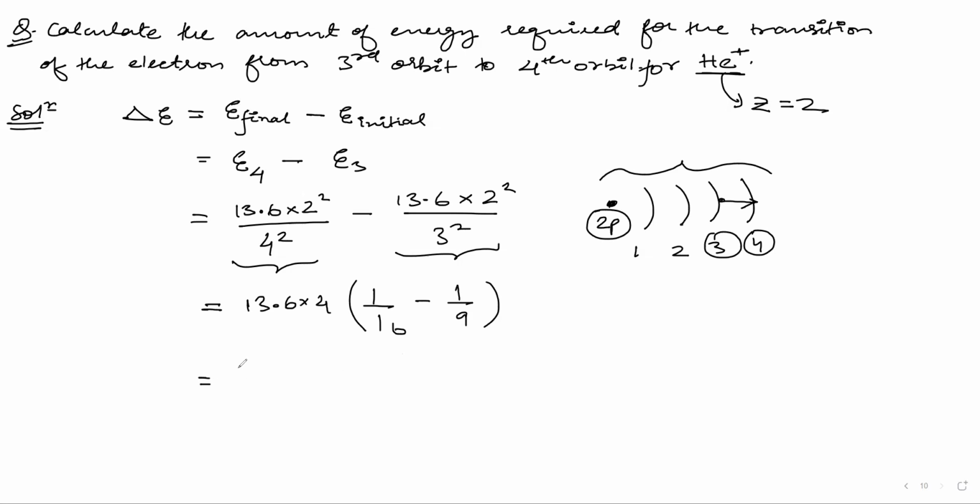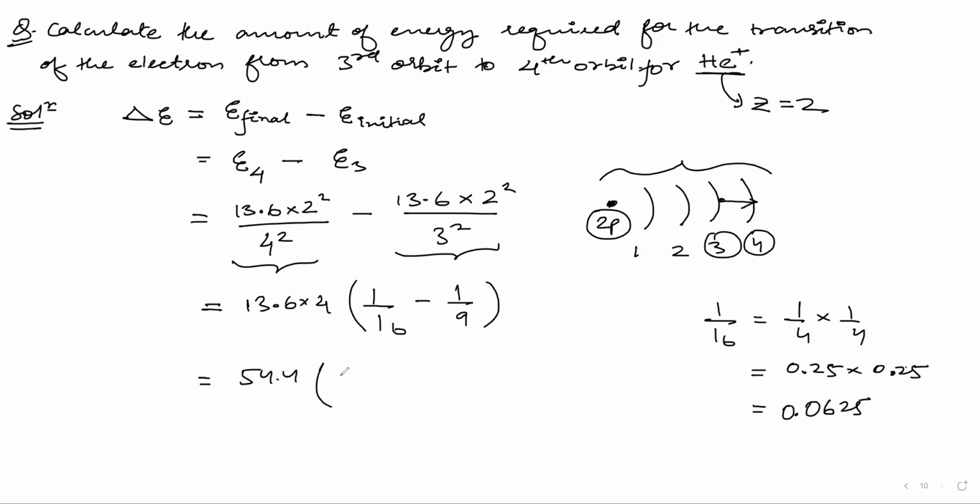One by 16, and guys, you can easily calculate. See, 1 by 16 is 1 by 4 into 1 by 4. What is 1 by 4? It is equal to 0.25 into 0.25. 25 square, most of the people remember, it is equal to 625. Now 625, this has how many decimals after 0.2, and this also has 2. So this answer will have 4. So 0.0625. And 13.6 into 4 is 54.4 from the previous answers.